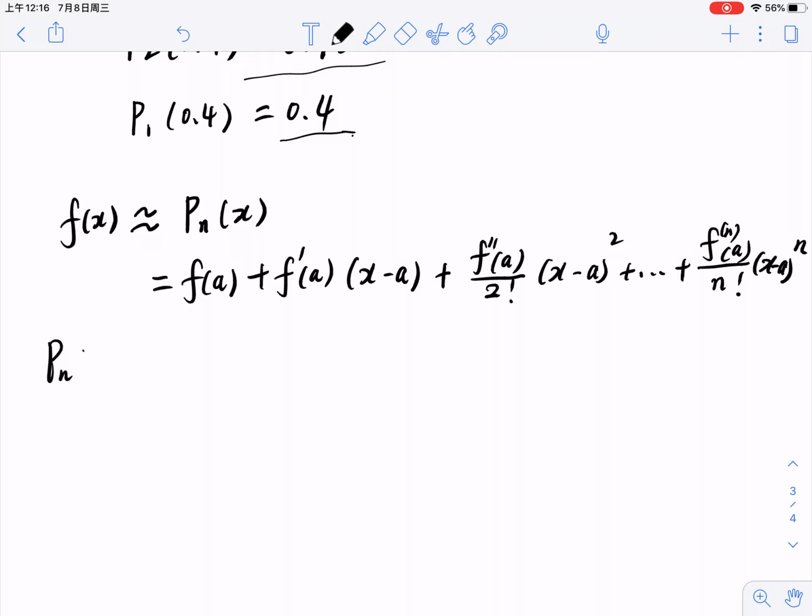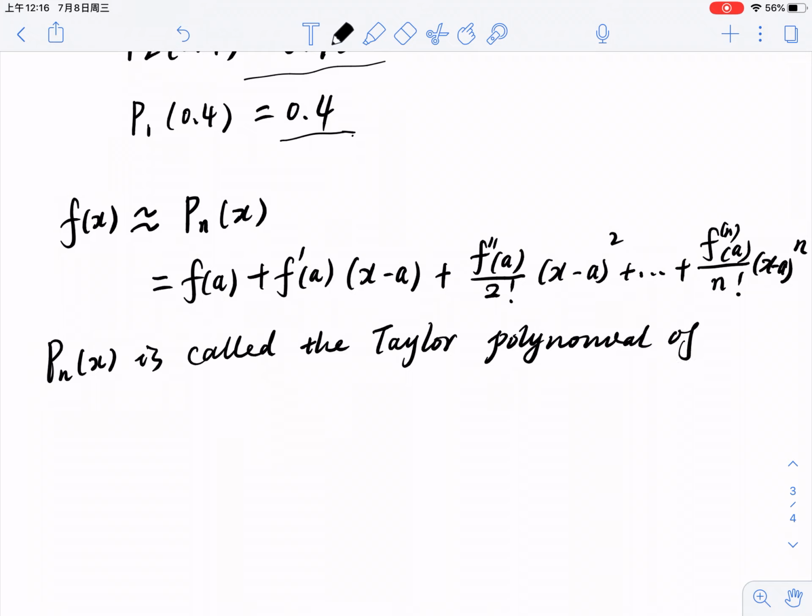So P_n(x) is called the Taylor polynomial of degree n about x = a.